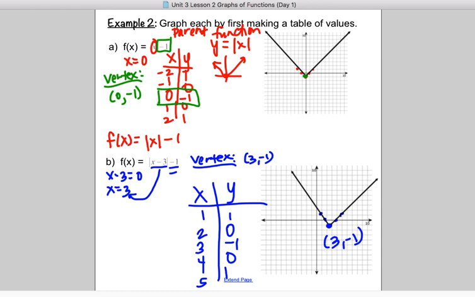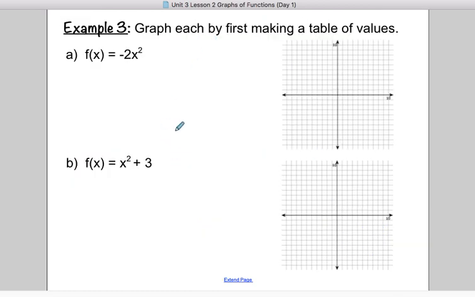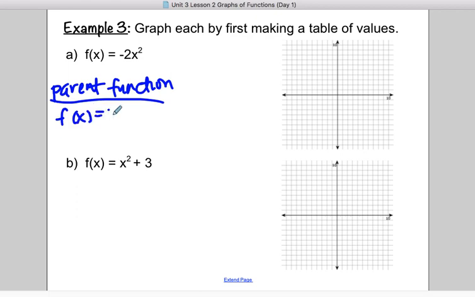All right, example 3, we're moving on. This is a different type of function. My parent function for this one, I'm going to write it this time, over here, is f of x equals x squared, which we all know is our good old parabola, U-shaped. So these should all be U-shaped, but looking a little bit different. So we're going to start out once again. We can plug in -2 to 2.